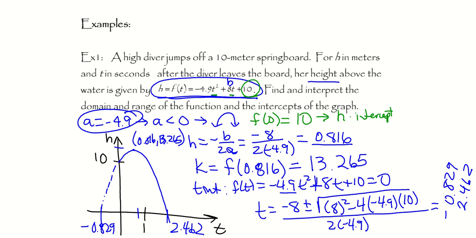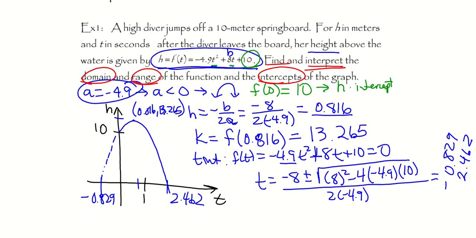So we have a lot of features that we found here. Let's go back and see if we've answered the questions. Our job is to find the domain of the function, the range of the function, and the intercepts of the graph. And not only are we to find them, but we are to interpret them. So let's see if we can do that.